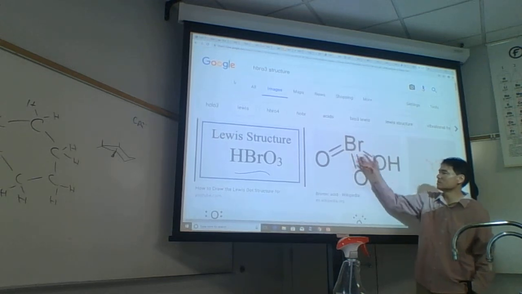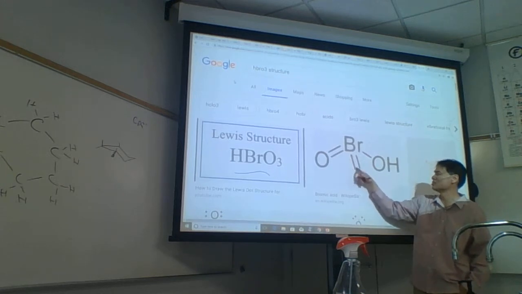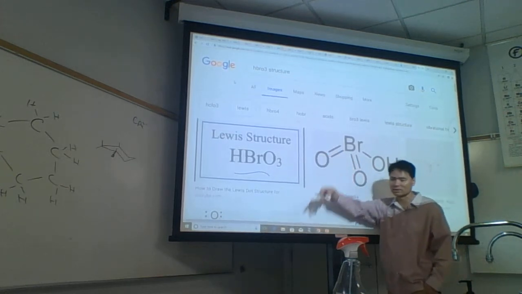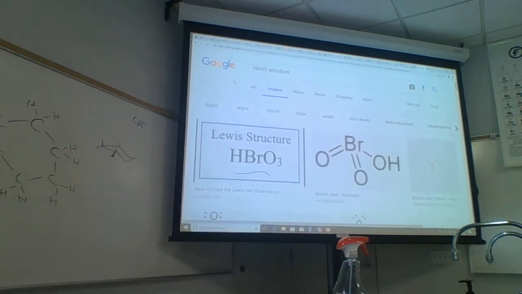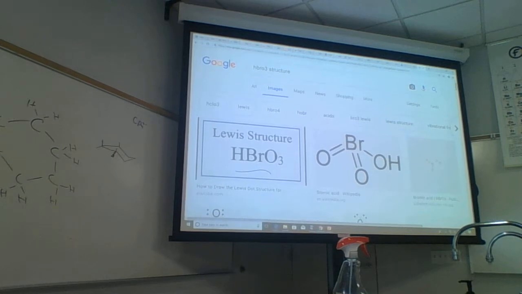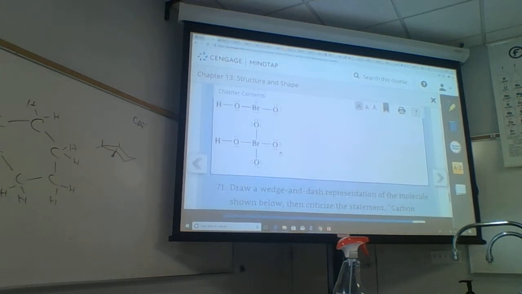They aren't doing wedges and dashes here, but when you do a wedge and dash with double bonds, it's a hassle. You've got to draw 2 wedges here and then 2 dashes here. So it looks kind of funny. But for you guys, you could just leave it as an octet. Your book leaves it as an octet. So this structure is perfectly fine. Just leave it like that.